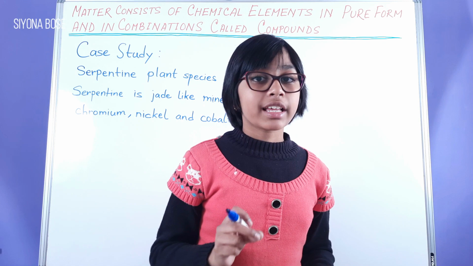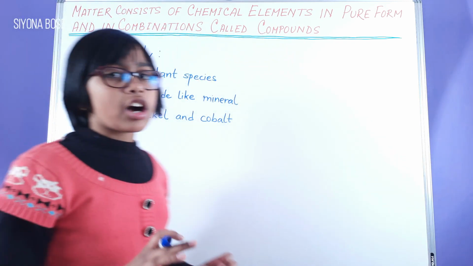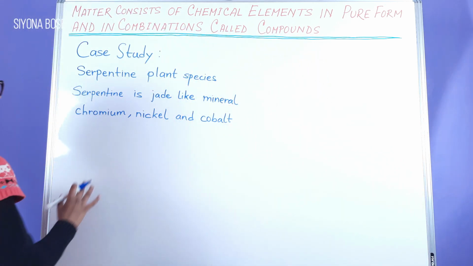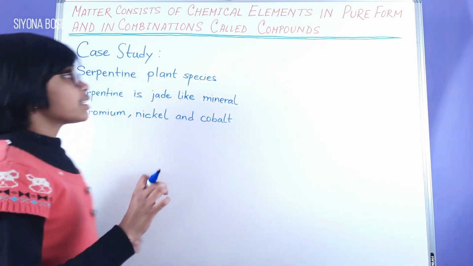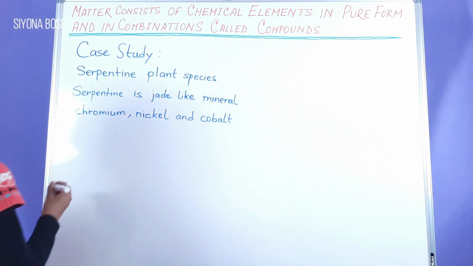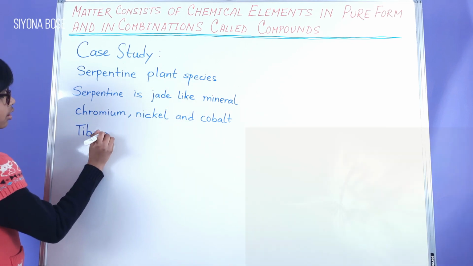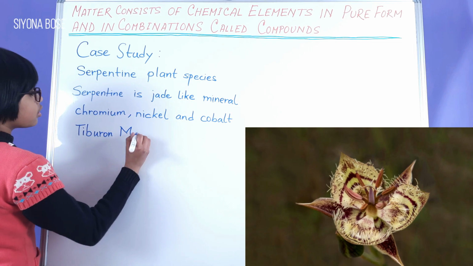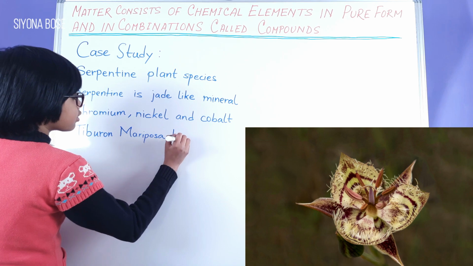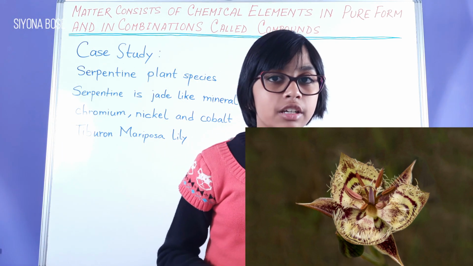Now, these plant species can tolerate and stay in toxic environments where the serpentine mineral is found in abundance. One example of the plant is the Mariposa lily, which is found in Tiburon. But how is this resistance developing?